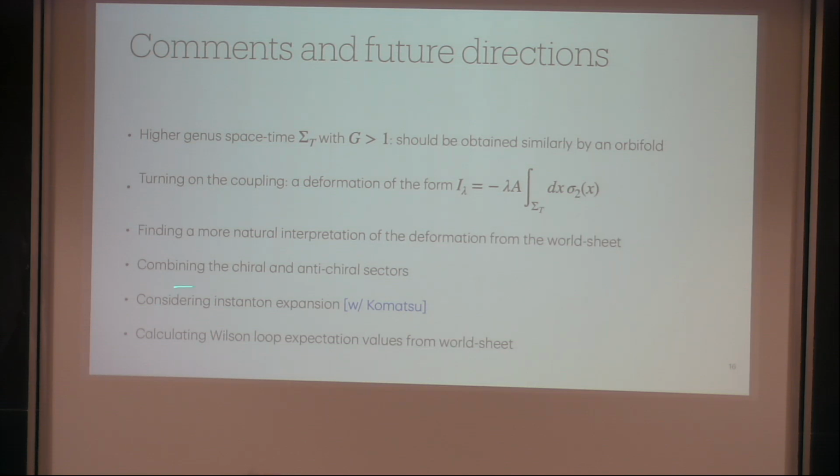And another thing is, in this formalism, combining the chiral and antichiral sectors. And another thing is to consider the instanton expansion of 2D Yang-Mills and see how that can be reproduced from the worldsheet. And another thing, as you just heard, is to consider the Wilson loop expectation values from the worldsheet. Thank you.